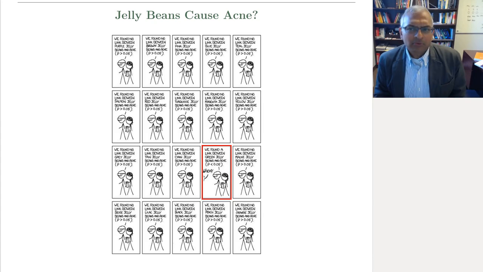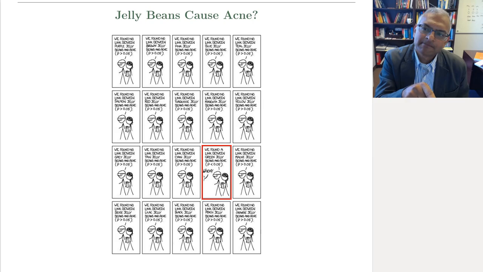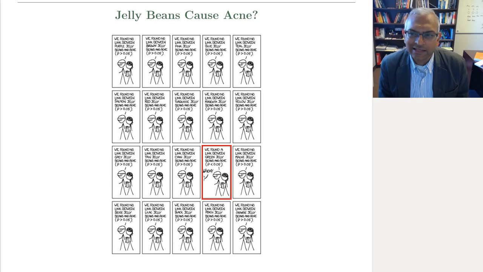The real question we should be asking here is not how accurate is each experiment, but how accurate is it after we make the choice of which experiment to look at. Mathematically, this could be formulated as, what are the chances that one of these experiments is wrong? When you do 20 experiments and each has a 5% chance of being wrong, it's overwhelmingly likely that one of these experiments is wrong, and that could easily be the experiment with the green jelly beans.